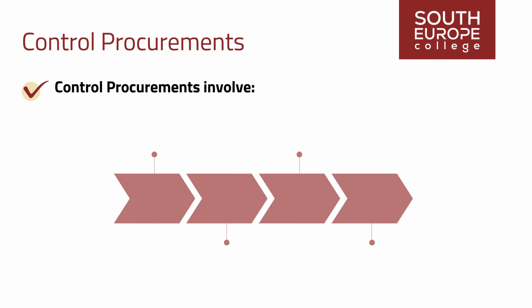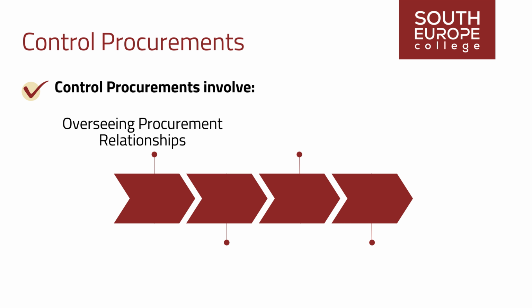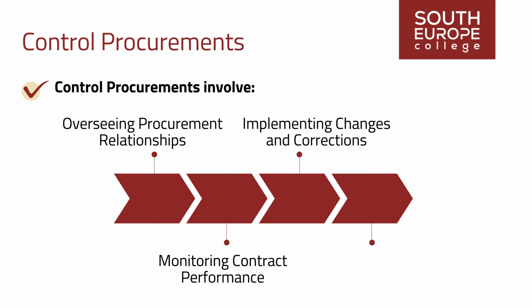Control procurements involve overseeing procurement relationships, monitoring contract performance, implementing changes and corrections as necessary, and concluding contracts. The primary advantage of this process is ensuring that both the seller's and buyer's performance aligns with the project's requirements as stipulated in the legal agreements.